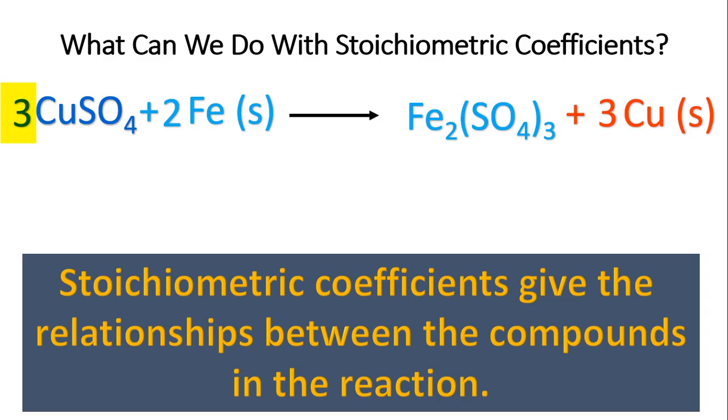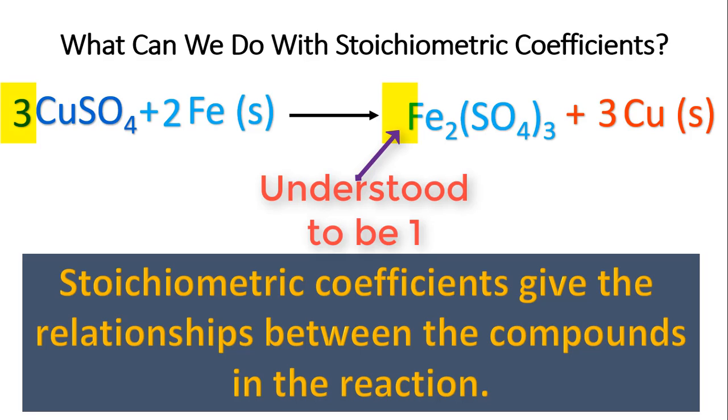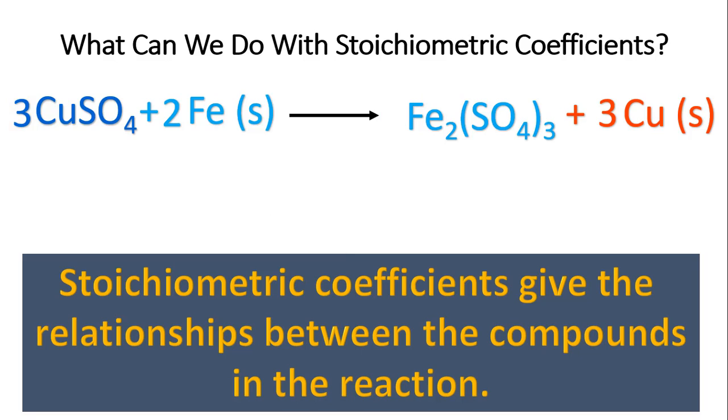So if I look at copper sulfate to iron, I can say that those two exist in a 3-to-2 ratio, right? If I look at copper sulfate to copper solid on the other side, I can say that those exist in a 3-to-3 ratio, or a 1-to-1 ratio, right? Copper sulfate to iron sulfate: copper sulfate exists in a 3-to-1 ratio with iron sulfate. What does all of that mean? It means that I'm able to convert from one compound to another using that ratio.